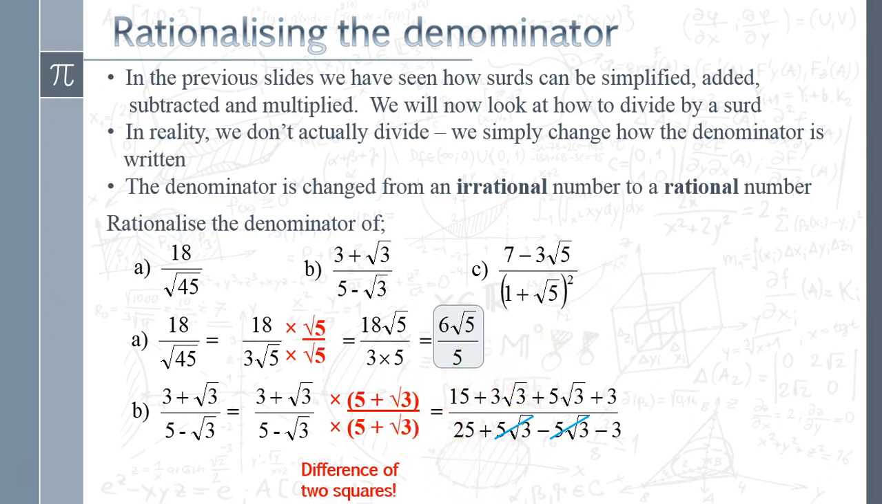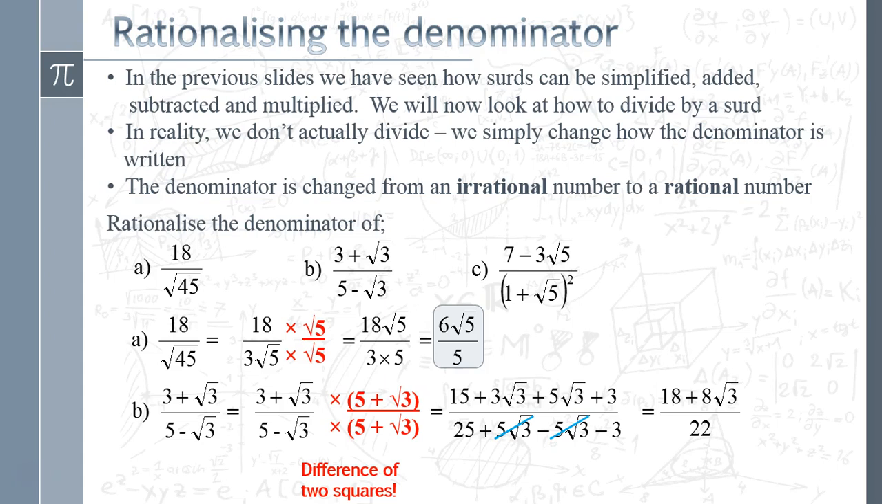We're just going to be left with the 25 minus 3. So tidying up on the top, I've got 15 plus 3. That's going to be 18 plus 8 lots of root 3 on the top. And on the bottom, I've simply got 22. So the square roots, because of that difference of two squares, because the middle terms disappear, the square roots have disappeared, and I've ended up with 22 on the bottom.